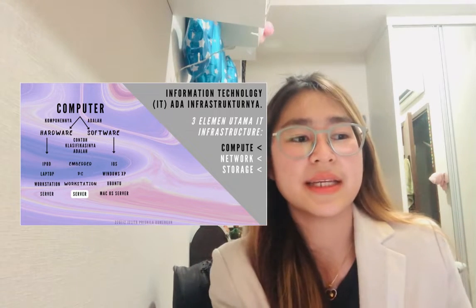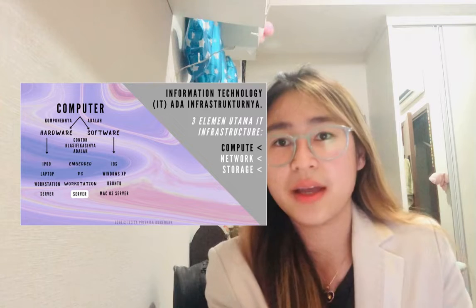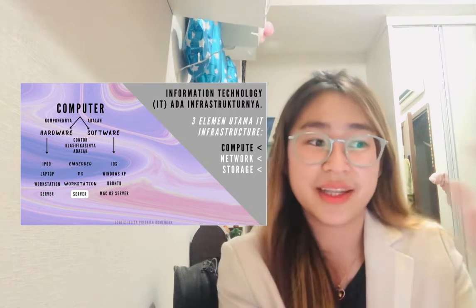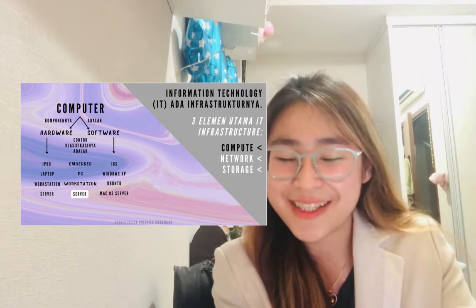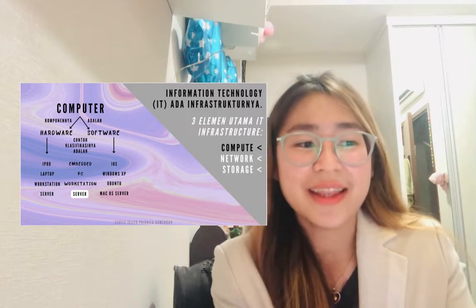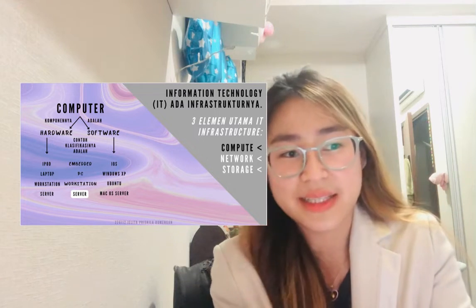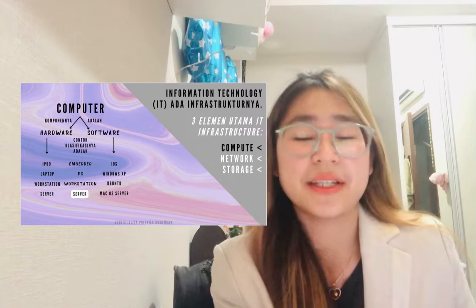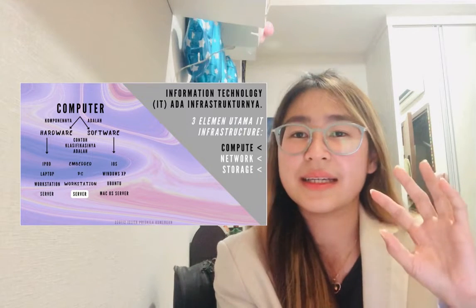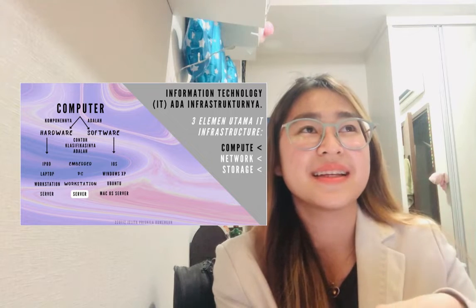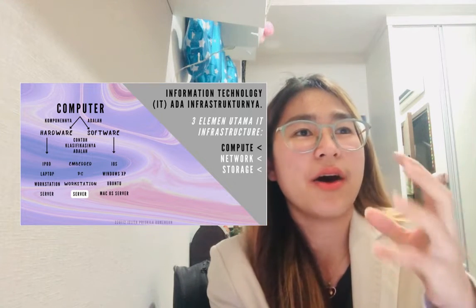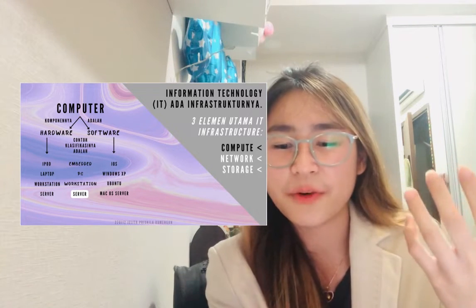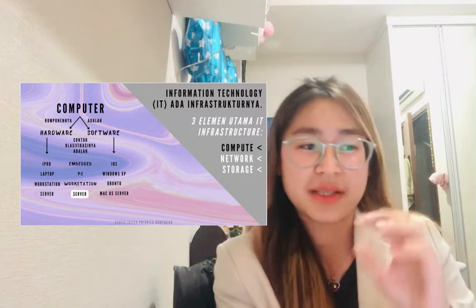The first one, there is embedded computer. Embedded computer, the example is like the hardware is iPod. The device is iPod, and the software or the operating system is iOS. So what is embedded computer? It is a device that is only made for a specific purpose.